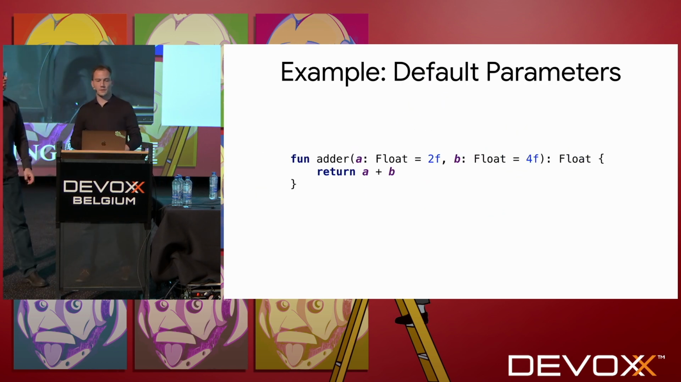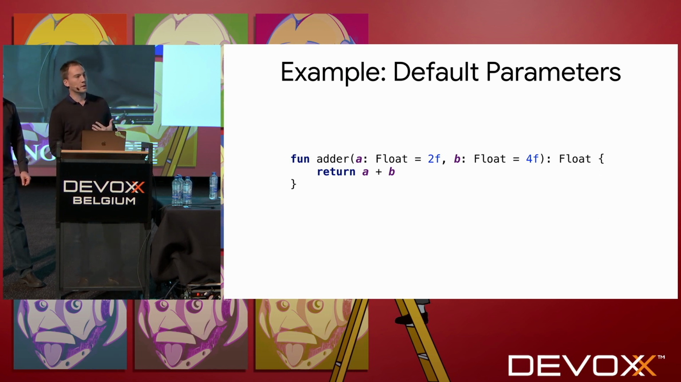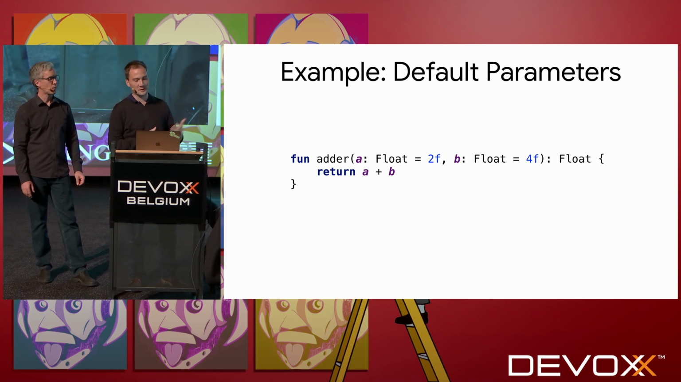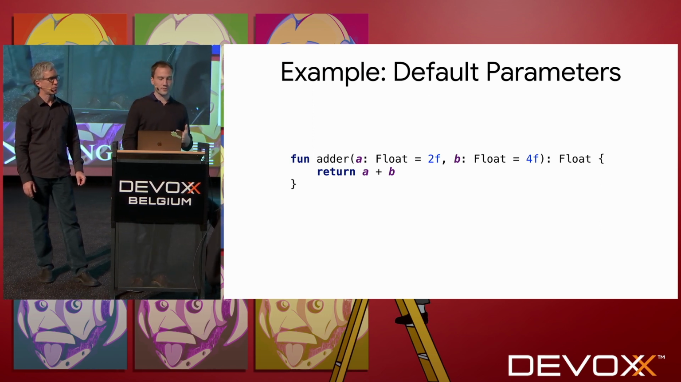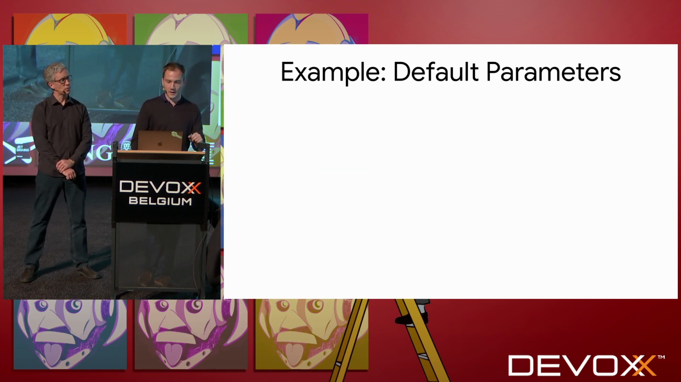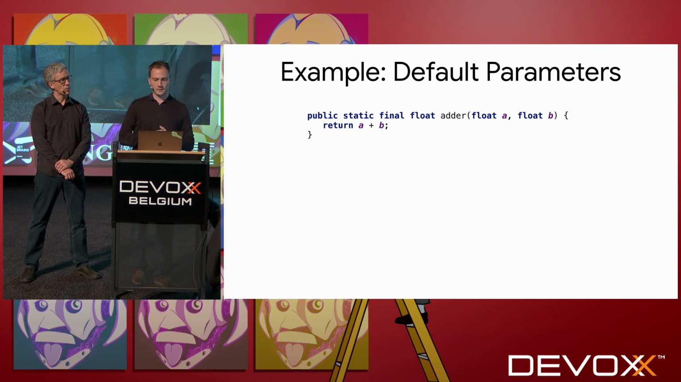Kotlin has this feature called default parameters. You can assign values to your parameters, and then when you invoke a function, if you don't specify the value for the parameters, obviously it's going to use the default values that you've specified. So here I have a very simple example. It's an add function that takes two floats and returns the sum of the two floats. And for a very dumb reason, I give them default values. So let's look at how this code gets compiled.